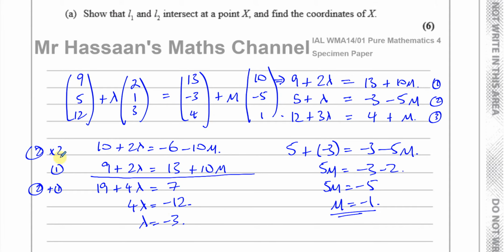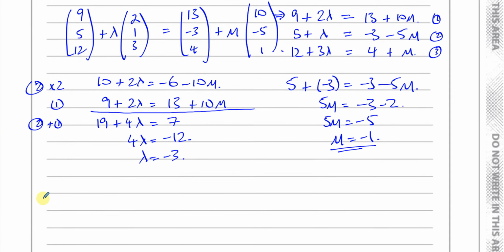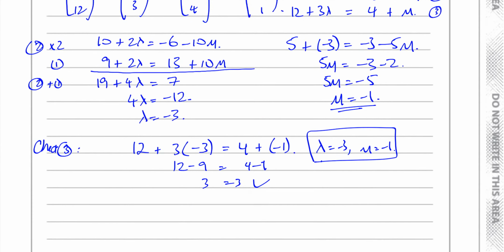So I now know lambda equals minus 3 and mu equals minus 1. So let's now see if they satisfy equation 3. So now we have to check equation 3. We're going to say 12 plus 3 times minus 3 equals 4 plus minus 1. So this gives you 12 minus 9 equals 4 minus 1. So 3 equals 3. Yes. Lambda equals minus 3 and mu equals minus 1 satisfy both sides of the equation. So basically, we know for sure they intersect.